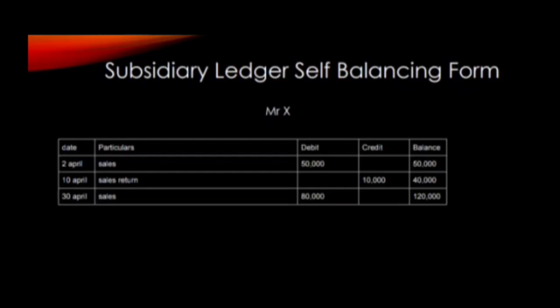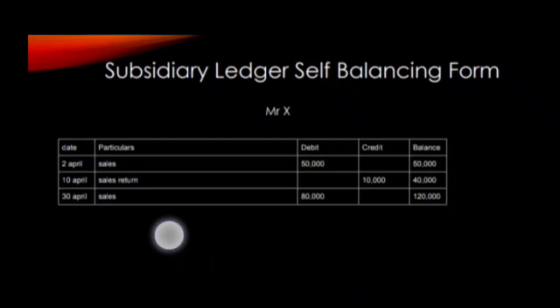Subsidiary ledger, self-balancing form. Now we have the same customer, Mr. X, and we are about to prepare a self-balancing form subsidiary ledger for him. Here you can see that we have made some sale to Mr. X, and Mr. X has returned some sales to the company, and then again we have made some sale to Mr. X. So when we made the first sale, Mr. X's account was debited by 50,000 and the balance was debited by 50,000.